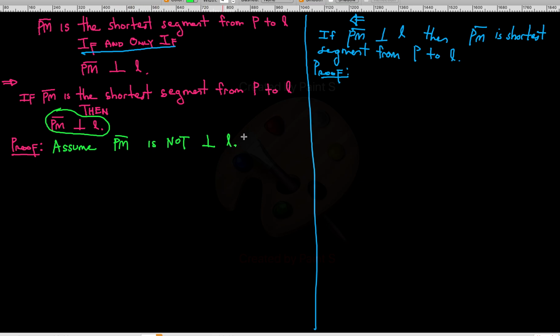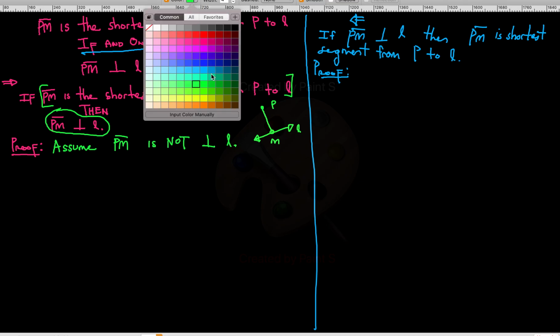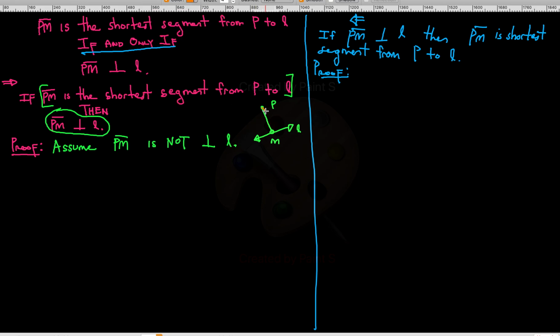Now, if you assume this, you got to look at now what's happening. So here's some line L, and then here's some point P. And in this case, I have some line PM, and I know that PM is the shortest. That's the hypothesis. So this segment from P to M is the shortest line from P to L for any point on L. But if I assume that it's not perpendicular, that must mean, because there's always a line that is perpendicular, so let's say it's that line. And let's call this point K.